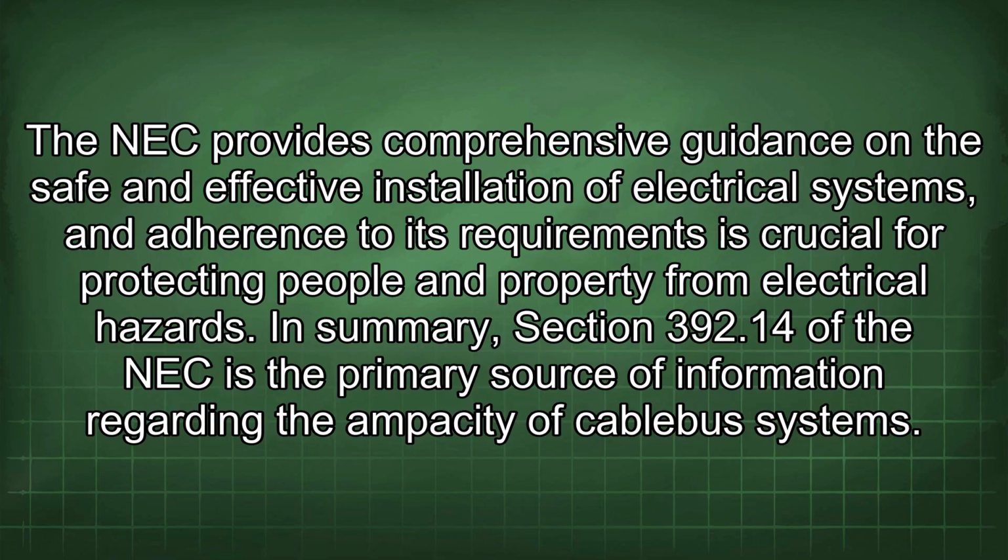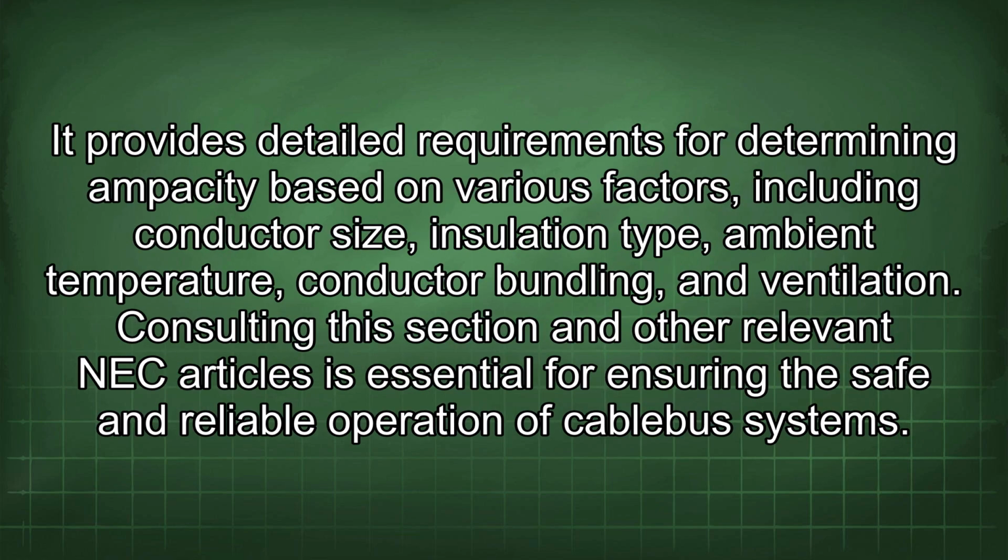In summary, Section 392.14 of the NEC is the primary source of information regarding the ampacity of cablebus systems. It provides detailed requirements for determining ampacity based on various factors, including conductor size, insulation type, ambient temperature, conductor bundling, and ventilation. Consulting this section and other relevant NEC articles is essential for ensuring the safe and reliable operation of cablebus systems.